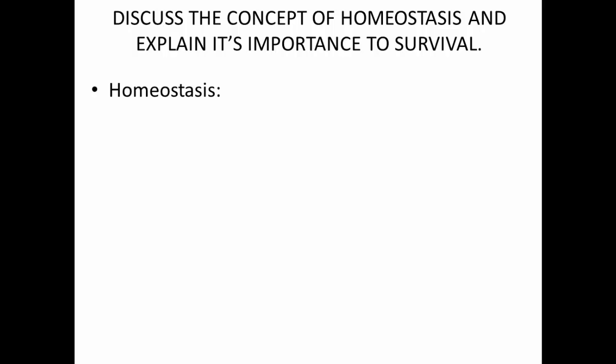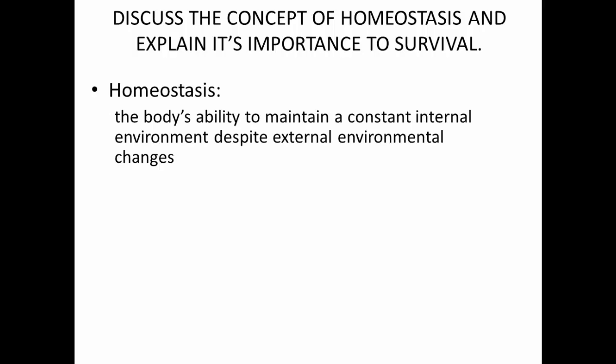So let's look at the concept of homeostasis and go through and discuss its importance to survival. Homeostasis is the body's ability to maintain a constant internal environment despite external environmental changes. We already mentioned this in terms of body temperature. The 98.6 degrees that we mentioned, our body tries to maintain that temperature. Our body will sweat to cool down, or our body will shiver in the winter in order to warm up, in order to maintain that temperature.